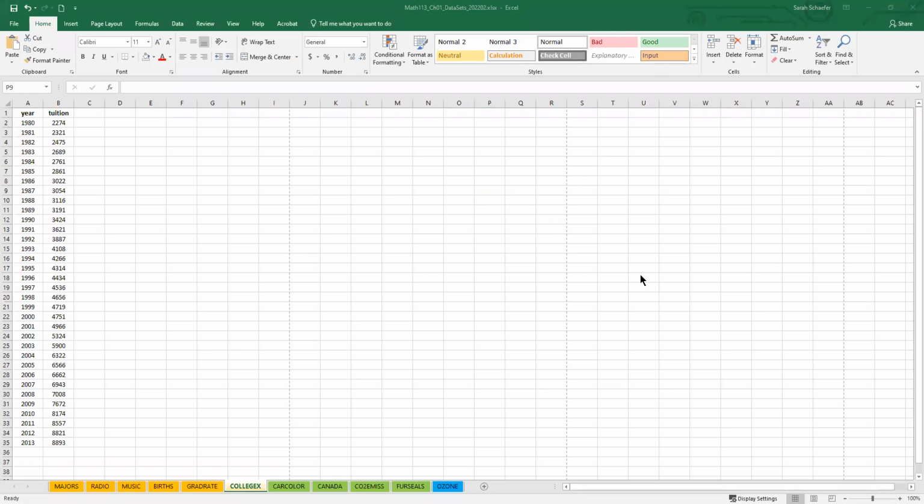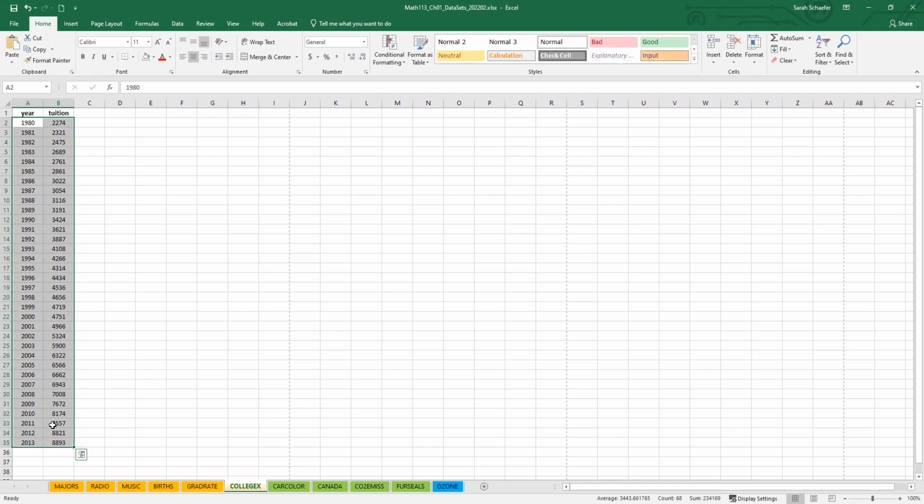Let's take a look at how to make a time plot. So this is the college tuition data that we were looking at in class. And so when we make a time plot, we need to highlight both the time piece and the variable that we're interested in. So we want both of these columns.